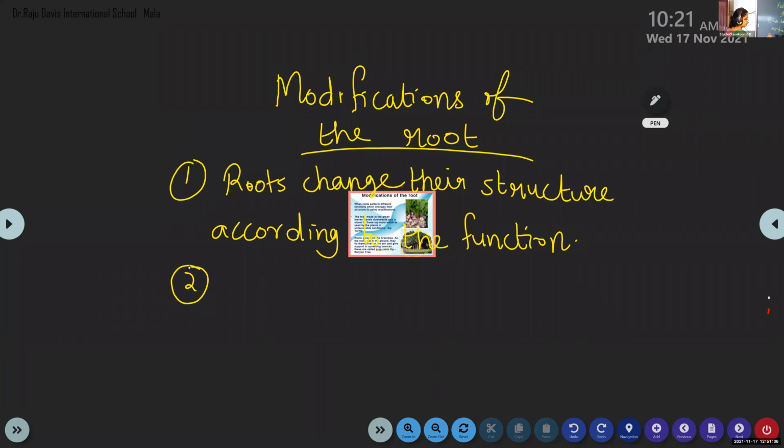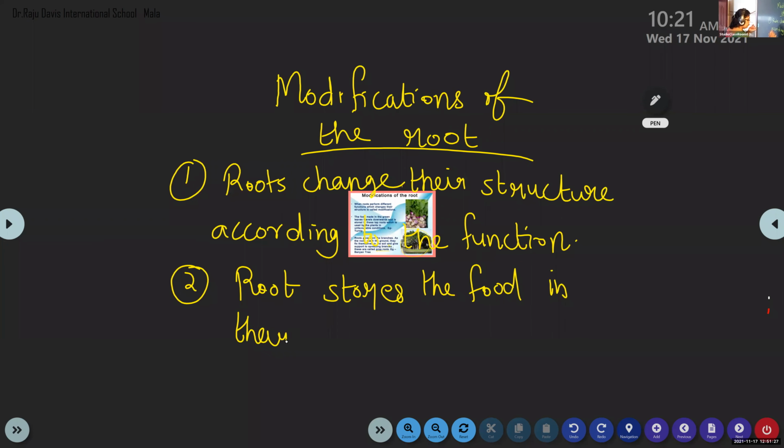Second one, storing the food. Actually, storing food is the function of the leaf, but roots, and sometimes stems also, will store it. So plants store the food in their taproot.